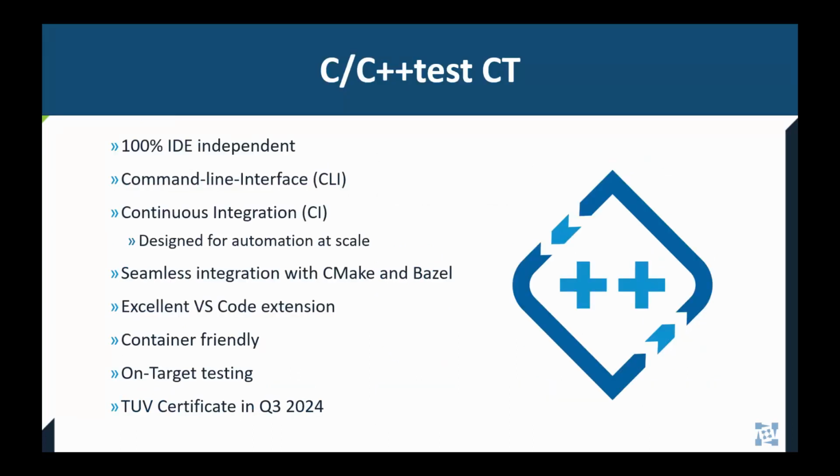Now, C, C++ Test CT is 100% IDE independent. It is strictly a command line oriented toolchain, so it's designed for automation at scale for use in a continuous integration workflow, offering seamless integration with build systems like CMake, Bazel, and others. However, it can also be integrated into the developer's desktop. So it has an excellent VS Code extension, which you will see in action in the demo. Also, not only is it container friendly, but it can be used for on-target hardware testing, which is a common requirement for testing of safety critical systems.